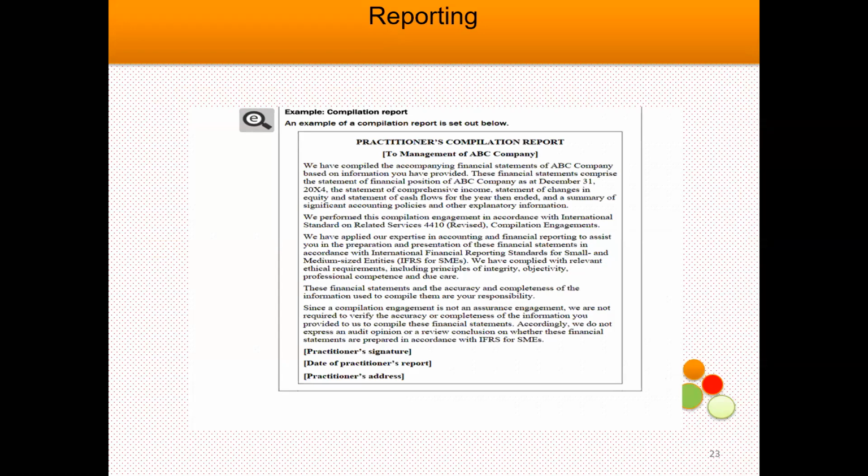It says we have compiled the accompanying financial statements of ABC company based on information you have provided. These financial statements comprise the statement of financial position. Again, you see the title, you see to management of ABC company, etc. We perform this compilation engagement in accordance with ISRS 4410. We have applied our expertise in accounting and financial reporting to assist you in the preparation and presentation of these financial statements in accordance with IFRS. Since a compilation engagement is not an assurance engagement, we are not required to verify the accuracy or completeness of the information provided to us.